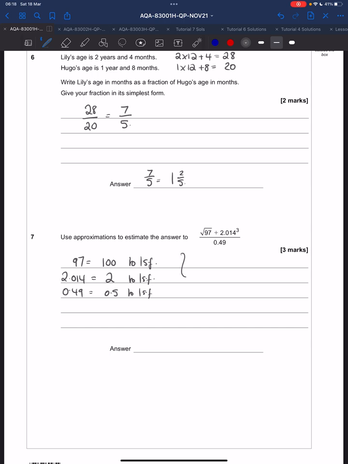So put it all together, the approximation is approximately equal to the square root of 100 plus 2 cubed, divided by 0.5. That is actually equal to 10 plus 8 divided by 0.5. That is 18 divided by a half, which is 36. If you divide by a half, how many halves in 1 whole? 2. How many halves in 18 wholes? 36.